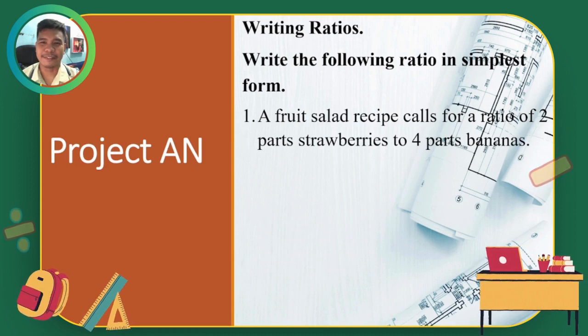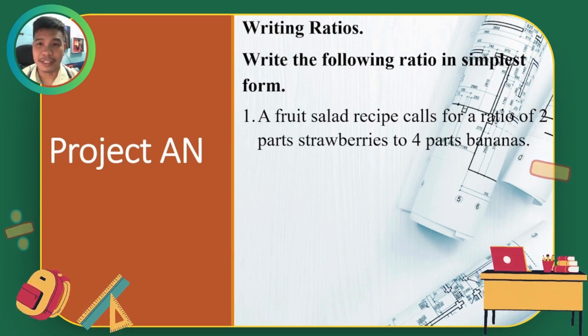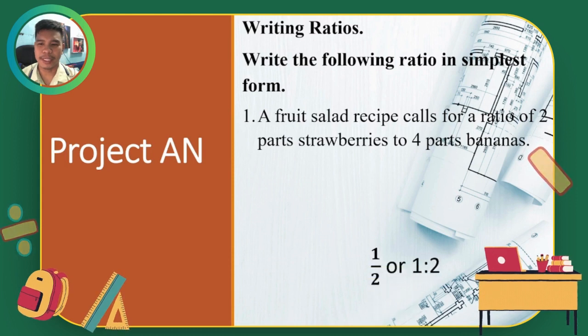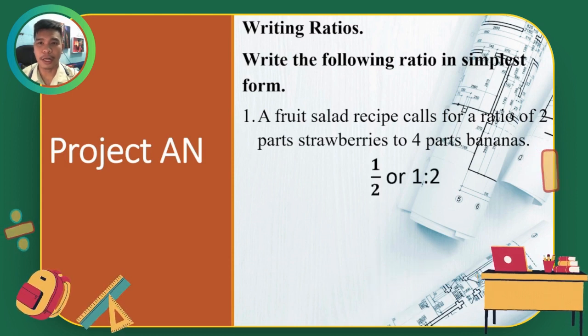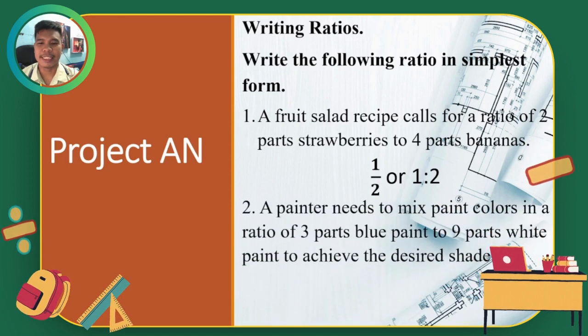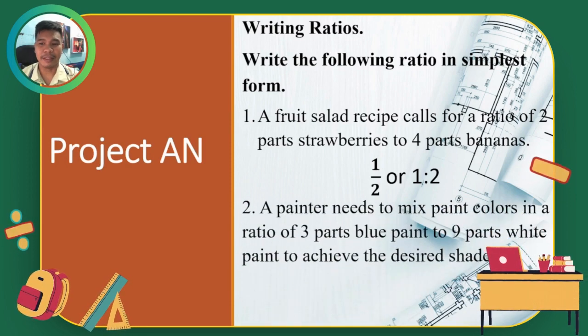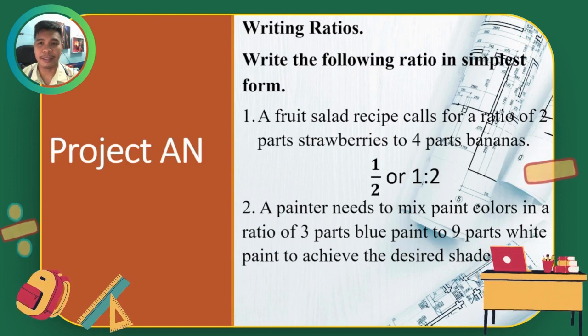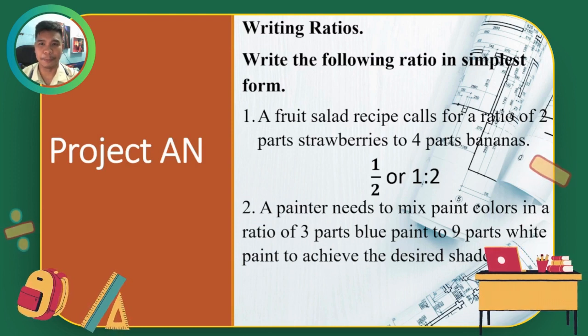Okay. The ratio for this situation in simplest form is 1/2 or 1:2. Second situation. A painter needs to mix paint colors in a ratio of 3 parts blue paint to 9 parts white paint to achieve the desired shade. Write the ratio in simplest form.